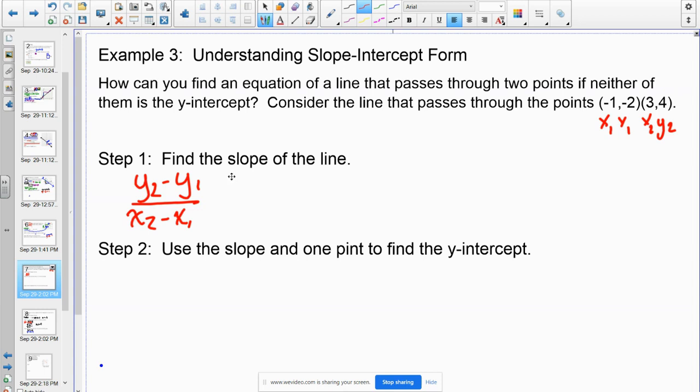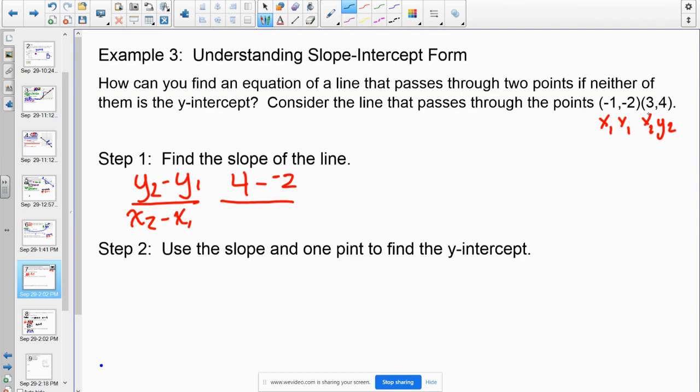My y2 is 4. My y1 is -2. So I'm going to subtract a -2. On the bottom here, my x2 is 3. And I'm going to subtract my x1, which is -1. So understanding, if you subtract a negative, or in other words, take away a negative, it turns into positive. So this slope turns into 6/4, because 3 minus a -1, which is addition, so 3 plus 1, in other words. And I'm just going to reduce that down into 3/2. So my slope is a vertical change of 3 and a horizontal change of 2.